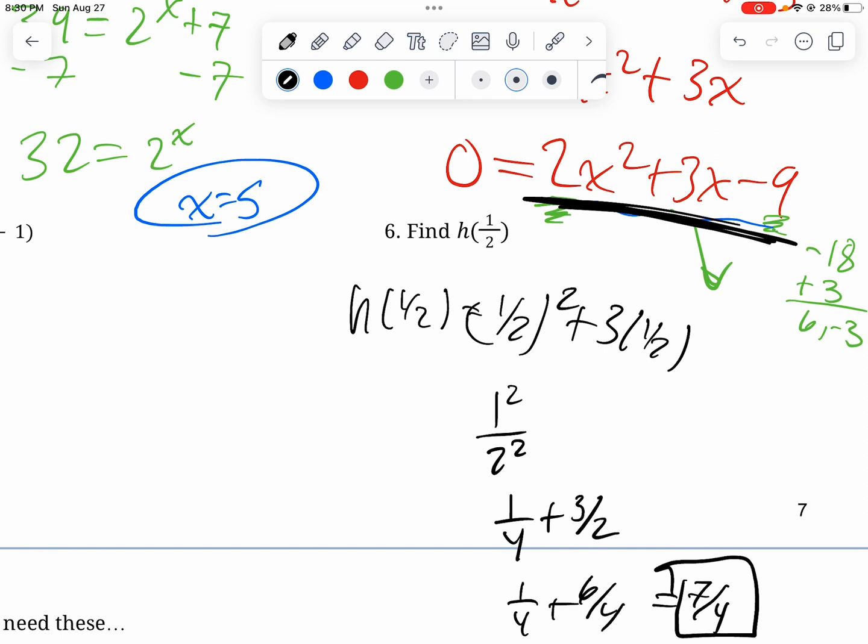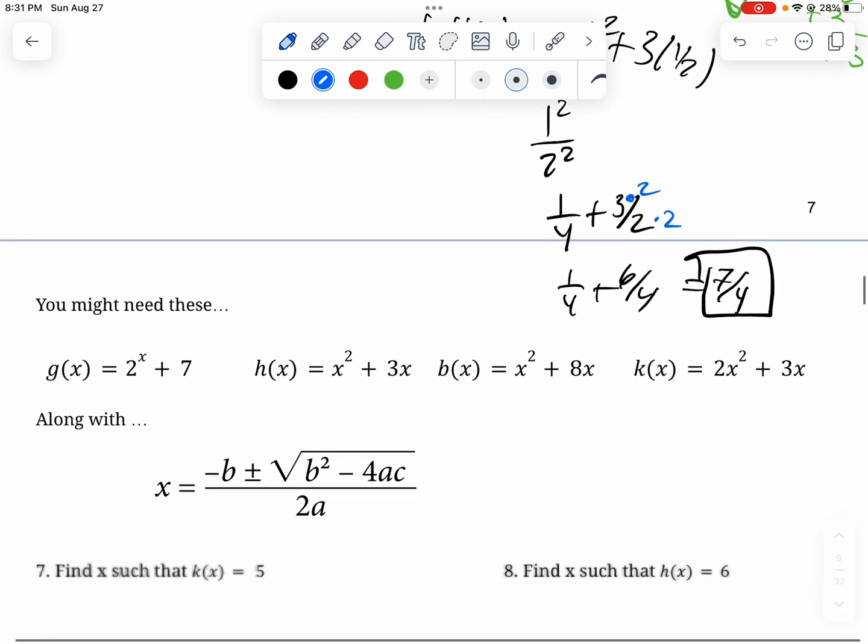Remember, to add fractions, you need a common denominator. How did I get a common denominator? I said I want the denominators both to be 4. I multiply this denominator by 2 to get it to be 4, and so I have to multiply the numerator by 2 as well.